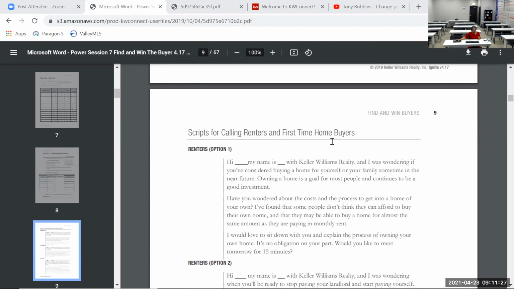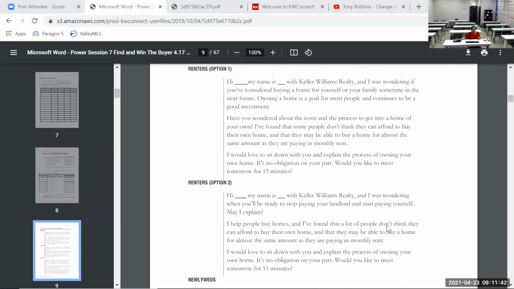Hi, my name is April with Keller Williams Realty, and I was wondering if you've considered buying a home for yourself or your family sometime in the near future. Owning a home is a goal for most people and continues to be a good investment. Have you wondered about the costs and the process to get into a home of your own? I found that some people don't think they can afford to buy their own home and that they may be able to buy a home for almost the same amount as they are paying in monthly rent.